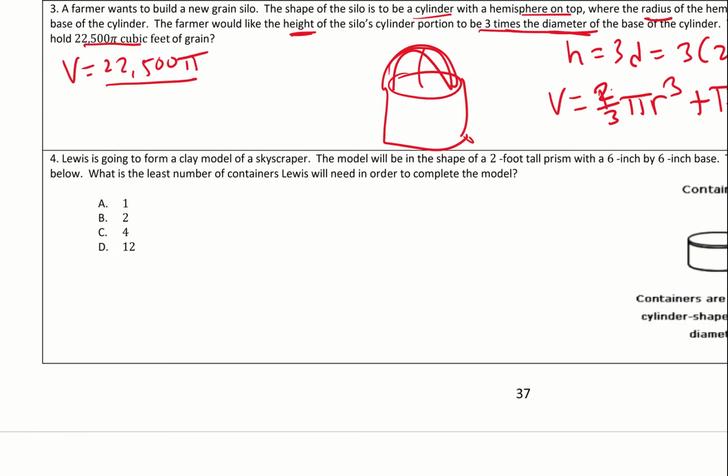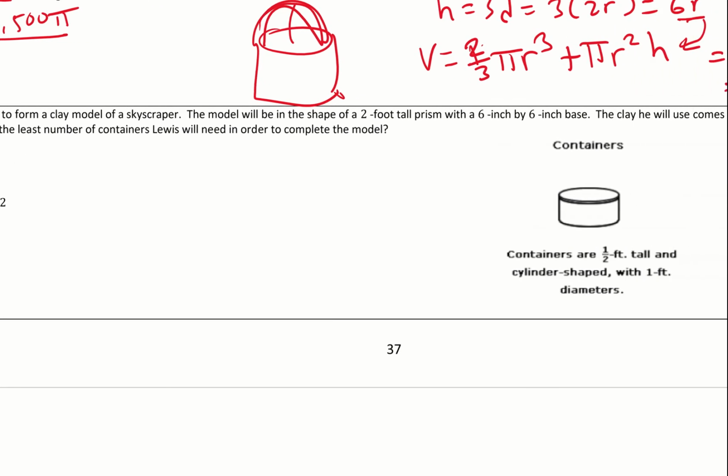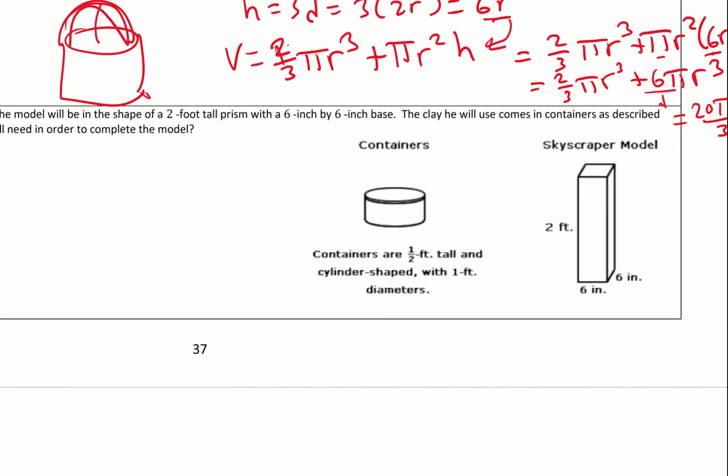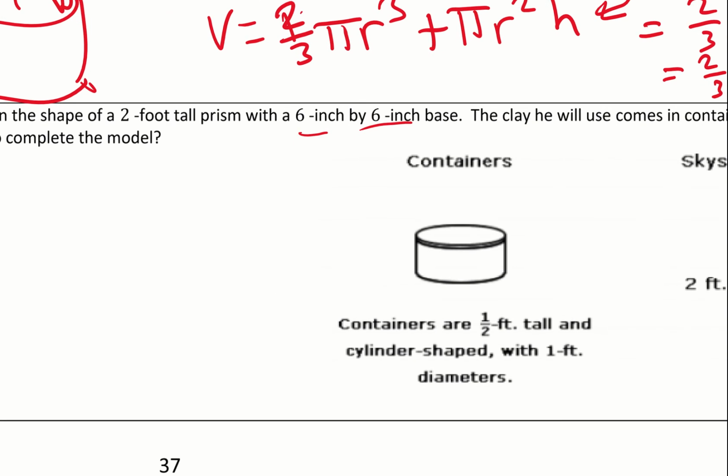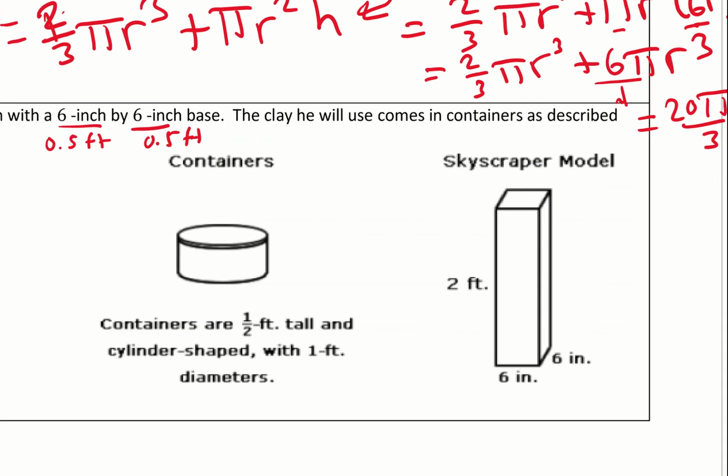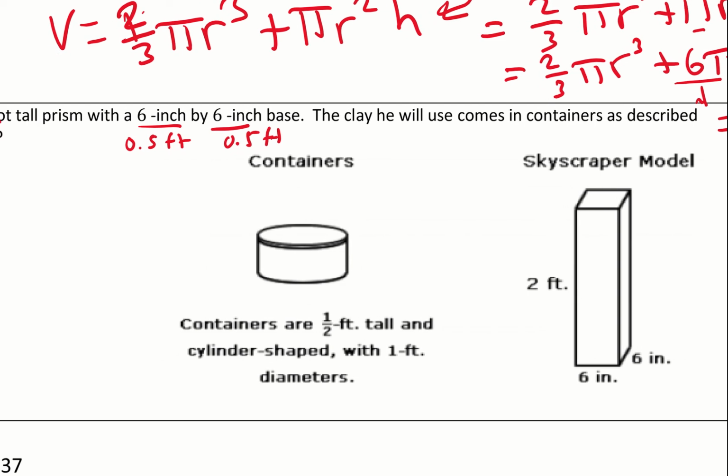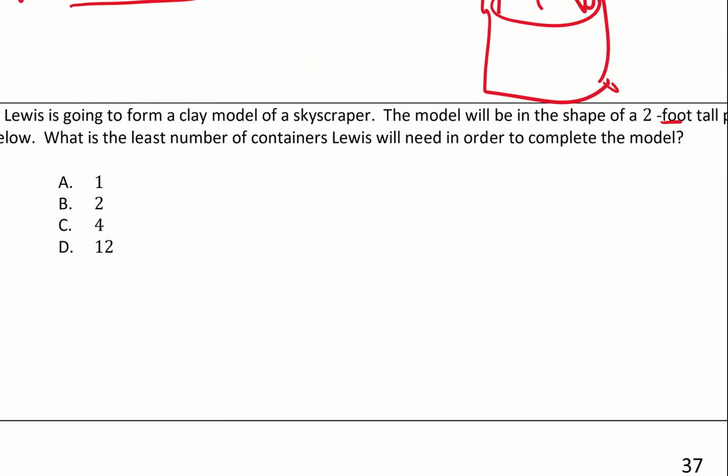All right, number 4, Lewis is going to form a clay model of a skyscraper. The model will be in the shape of a 2-foot tall prism with a 6 by 6 inch space. You gotta be careful with this. This is in feet and this is in inches. So 6 inches is half of a foot, so this is actually 0.5 feet. They're trying to trick you there. The clay he uses comes in containers described below. What is the least number of containers he'll need to complete the model?